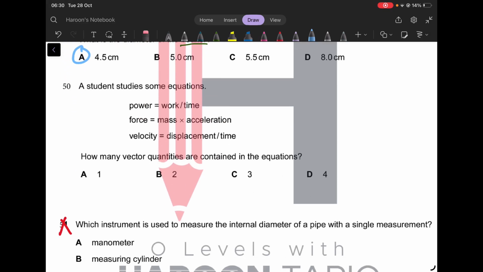A student studies some equations. How many vector quantities are contained? So I'll mark the vector quantities. You see force, this is a vector quantity. Acceleration, this is a vector quantity. It has a direction, of course. Velocity is a vector quantity. Displacement is a vector quantity. Length with a specific direction. So we have marked 4 vector quantities. So that means the correct answer should be D.